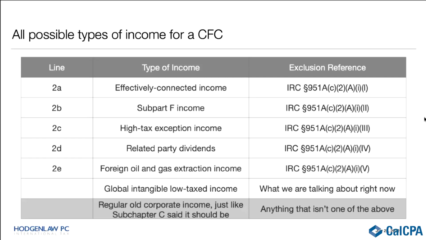And the reason this is important is because when you later make distributions from this CFC, cash money upstream, you have to figure out, is this a dividend? Is this a return of capital? Is this capital gain? Section 959 says if it's previously taxed earnings and profits, you can pull it out without any tax. But if it's not previously taxed earnings and profits, it can be treated like a dividend.